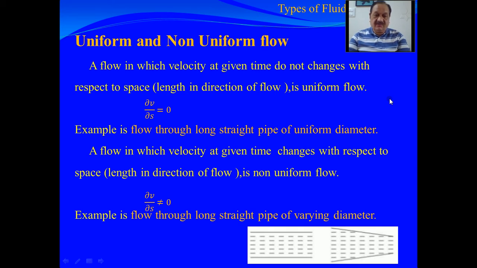Then a flow in which the velocity at a given time changes with respect to the space, that is the length in the direction of flow, is non-uniform flow. Mathematically we can say that del V by del S is not equal to 0. As an example we can quote a flow through a long straight pipe of a varying diameter. These are shown here. The diameter is uniform throughout the length, and here the diameter is varying along the length. This is the uniform and non-uniform flow.